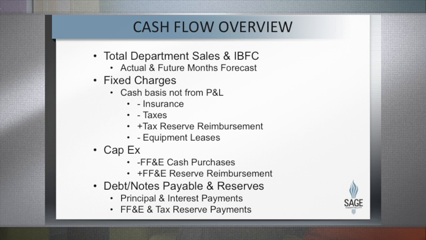Below that are your fixed charges. Those include primarily your insurance, your taxes, if you have a tax reserve reimbursement, which some of our properties do, and any equipment lease expenses. The capital expenditure section would include the capital purchases you've made at the property and also include any reimbursement from your lender for those capital reimbursements. In the debt section of your cash flow, it would also include the debt payments you've made for the property and any reimbursement from the lender that you might have gotten to pay the hotel back for those debt payments.